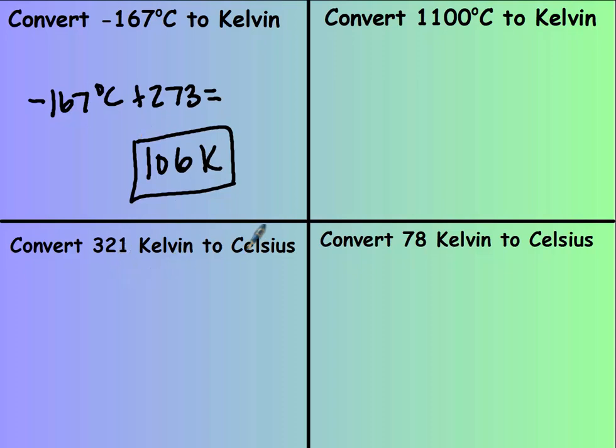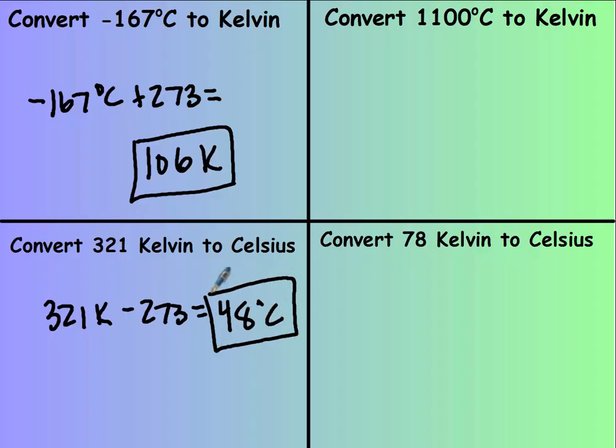Below, if we're trying to go from Kelvin to Celsius, I'm going to subtract 273. And that'll give me 48 degrees Celsius. So we're just adding and subtracting when converting temperature. You won't multiply or divide. Go ahead and pause those next two. Restart when you're done.